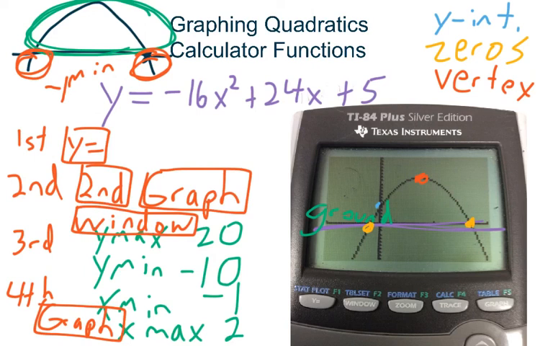And just to recap, the y max is how high you go. The y min is how low you go. The x min is how far to the left you go. And the x max is how far to the right you go.